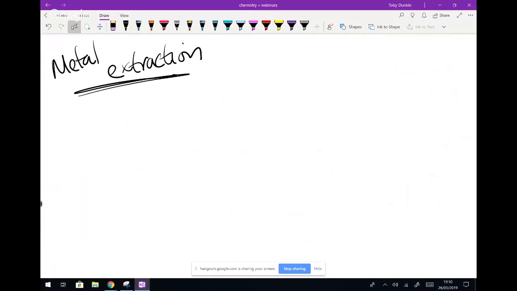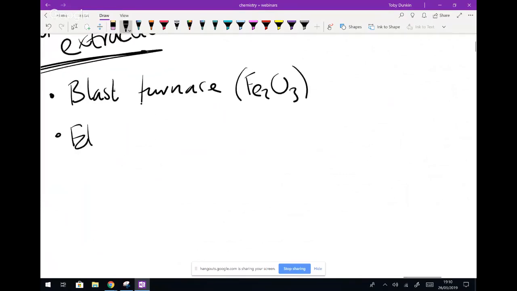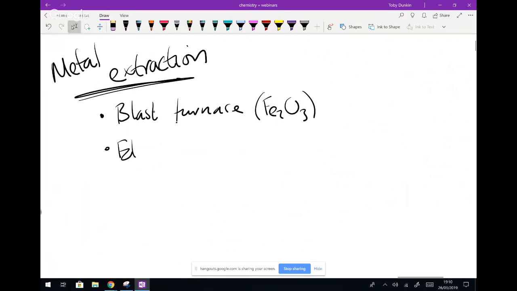So, in terms of metal extraction, the two I want to quickly talk about are the blast furnace, and electrolysis. I'm going to put the blast furnace into the iron context. I've done this in part in my metal extraction webinar, but it's nice to recap it and put it into an industrial setting. I'm then going to do electrolysis of aluminium.